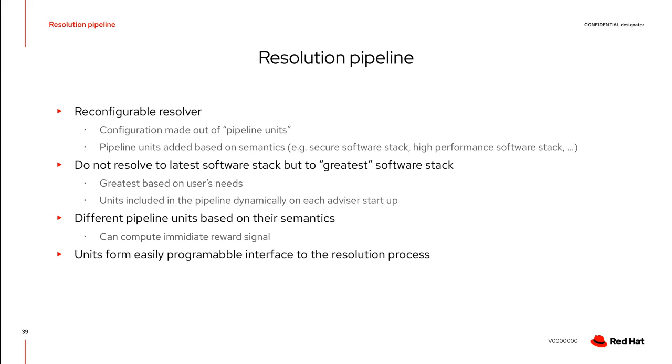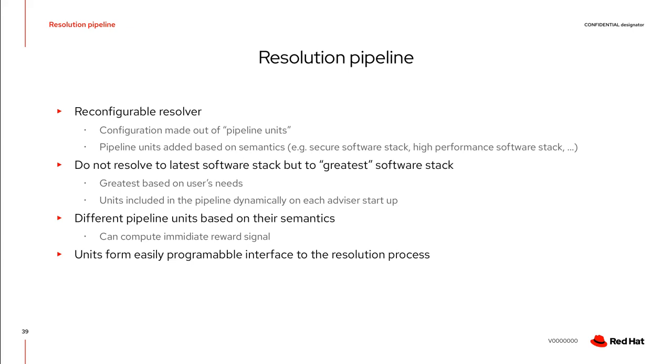The idea is that the latest software is not the greatest one, so let's plug in pipeline units that have some knowledge about software and can guide a predictor in resolution by scoring and sending the reward signal during the resolution. So we have different pipeline units based on their semantics. They do one thing and they do it properly, so they follow the Unix philosophy, and they form some kind of programmable interface to the resolution process.